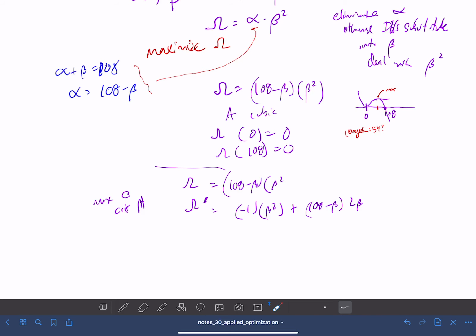If you don't like doing the product rule on these problems, by all means, distribute this thing out and then just use the power rule. You'll get the same thing as me. We're doing the same work. I don't know which one is better. I'm going to find the critical points. That's where 0 equals minus beta squared plus 108 minus 2 beta squared.